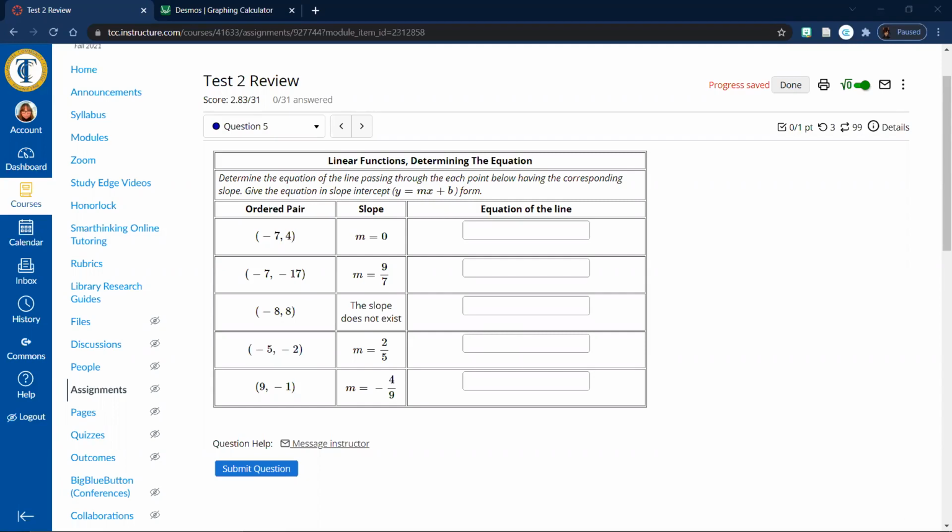All right, so looking at this first one, this is one of the first things that you went through for the beginning of this unit with linear functions. Here it's asking for the equation of the line, and it gives you an ordered pair and the slope. So if we're looking at this first one with the ordered pair (-7, 4) and slope of 0, what is the equation of our line?